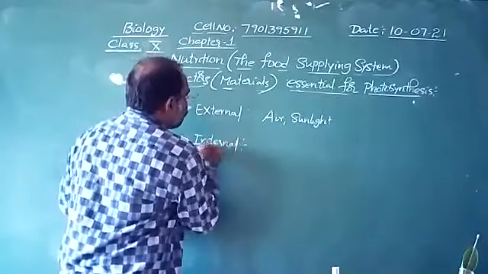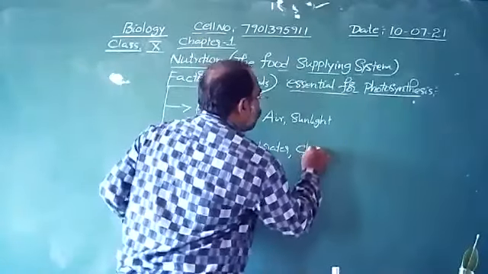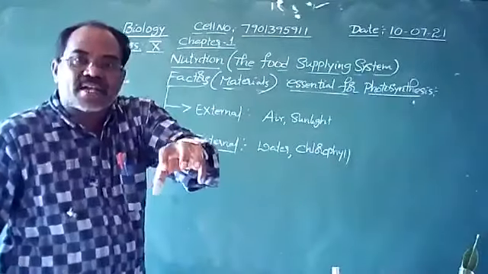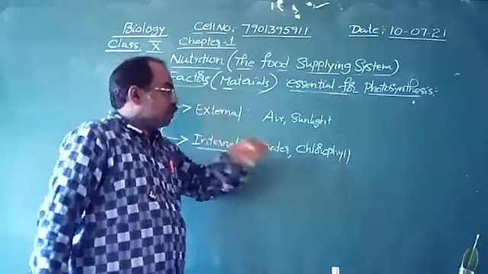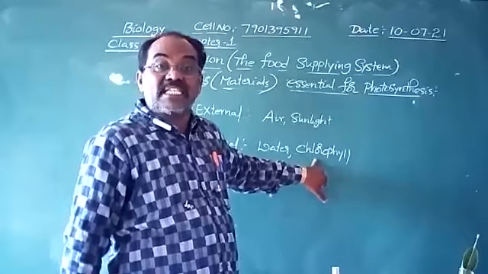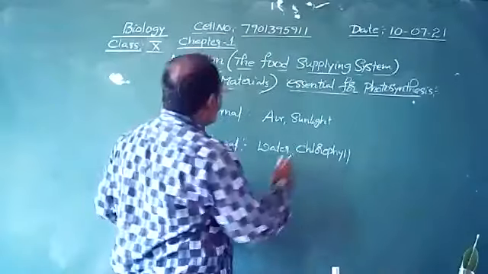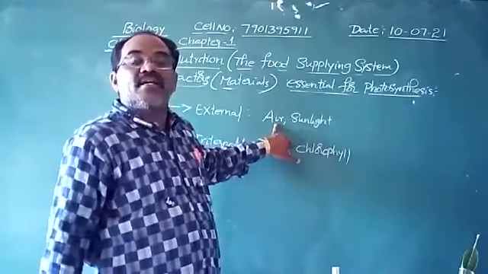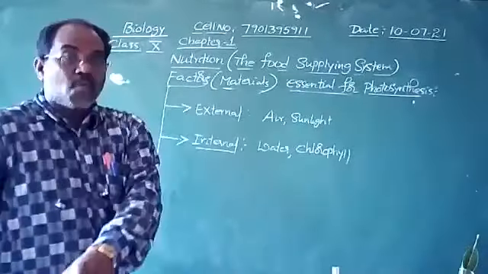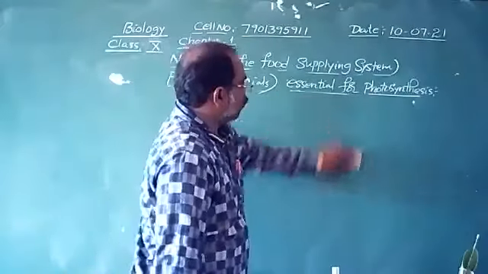Internal factors are like water and chlorophyll. Internal means inside. Water comes from the soil and chlorophyll is present inside the leaf. So, internal factors are water and chlorophyll, and external factors are air and sunlight. First of all, water and photosynthesis.